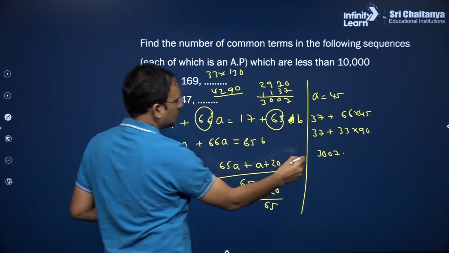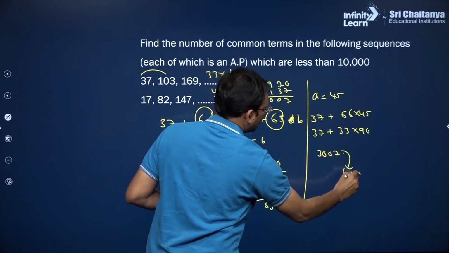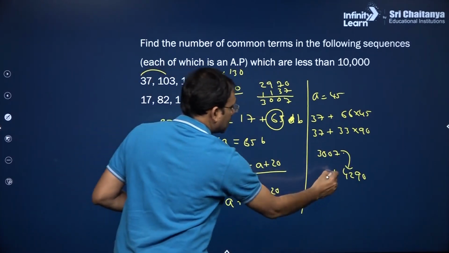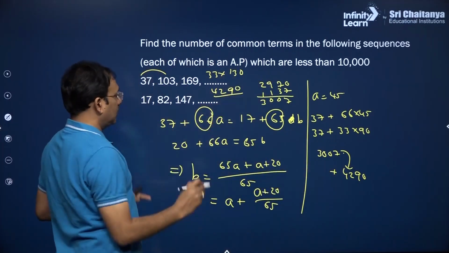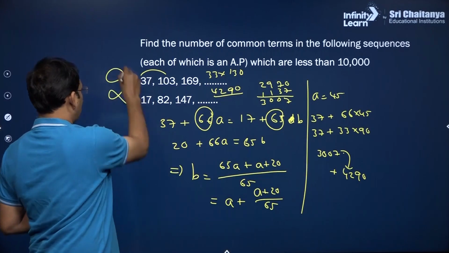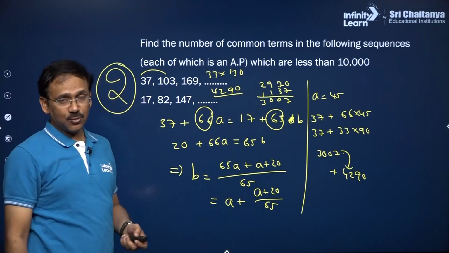4290. After this plus 4290 is the next term, which is in the 7000s. Next, if you add that, it exceeds 10,000. That means there will be only 2 common terms, my dear friends, in these 2 APs.